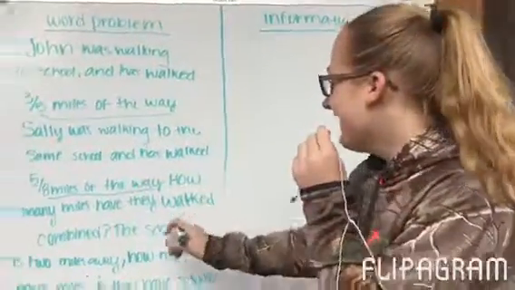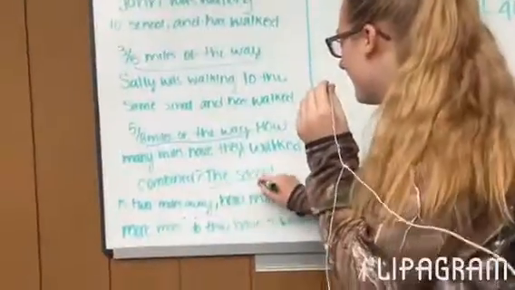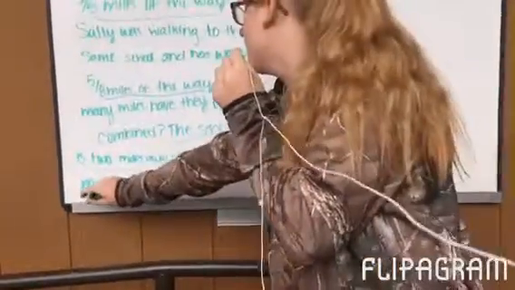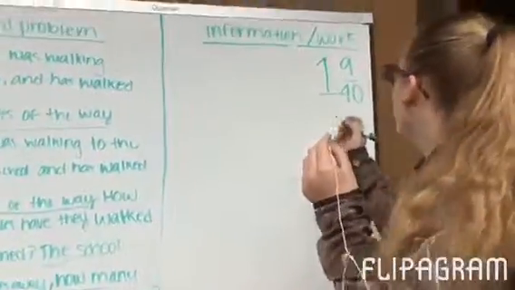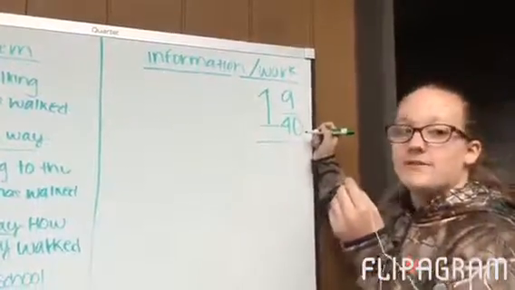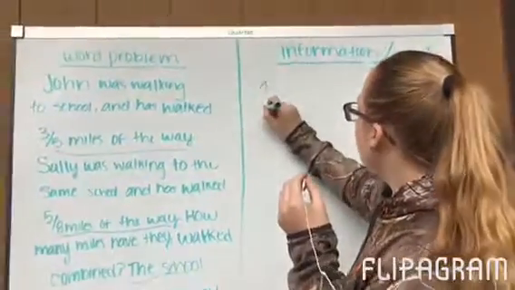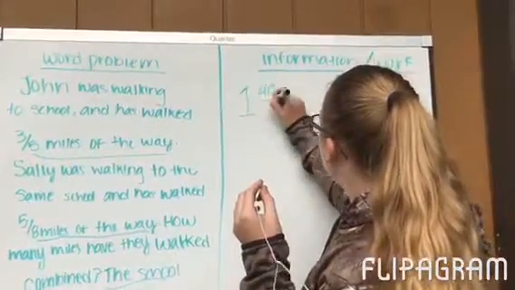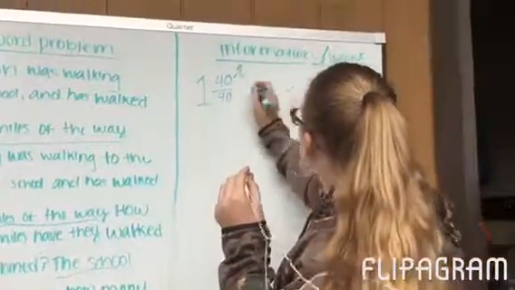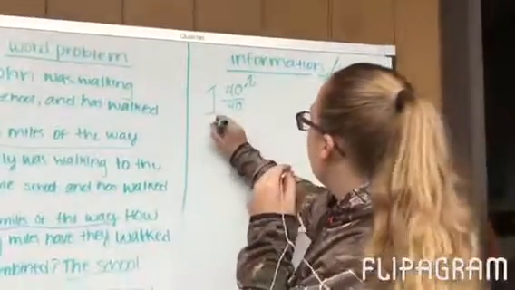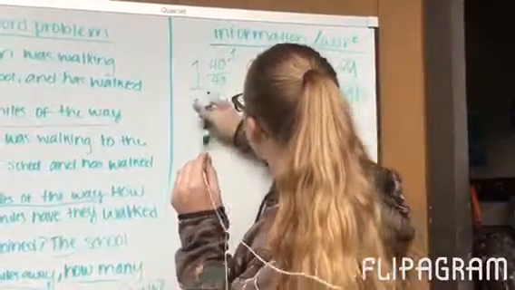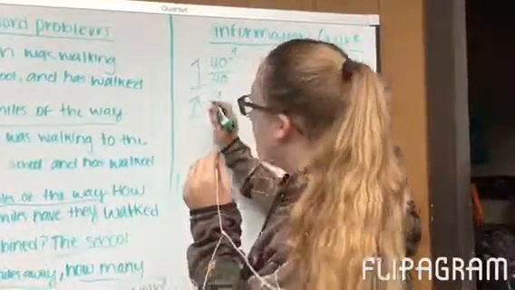Okay, so now we have the information that the school is 2 miles away. And how many more miles do they have to walk? So we have that they have already walked 1 mile and 9/40 of the way. So what we're going to do is we're going to take 1 and 40/40, which is the same as 2. So that equals 2. And then we're going to take 1 and 9/40. And now we're going to subtract them.